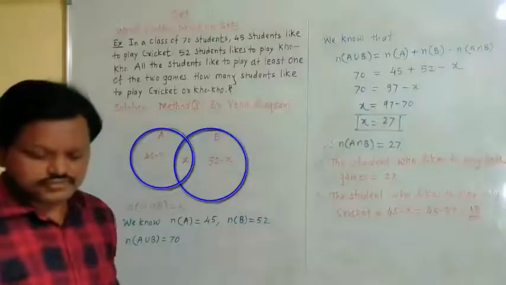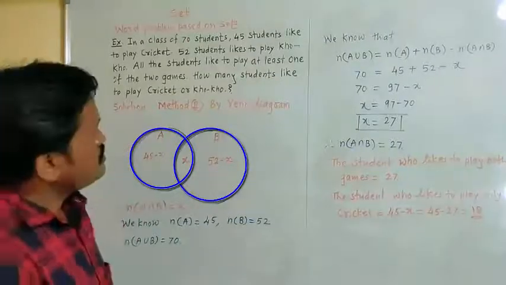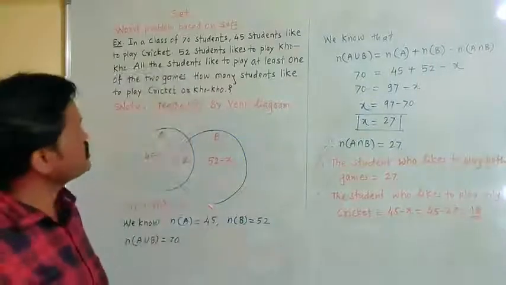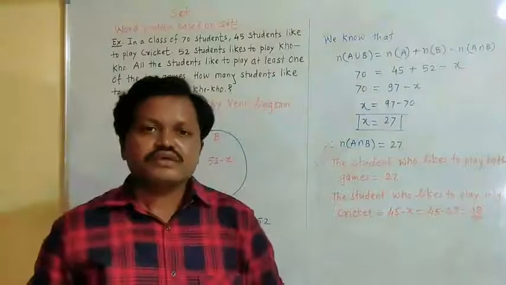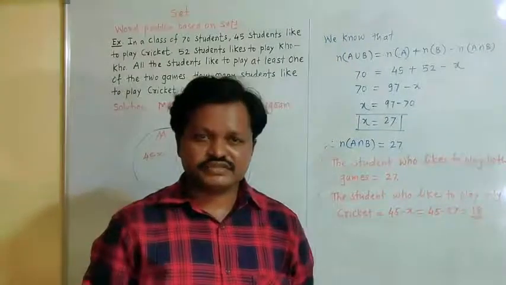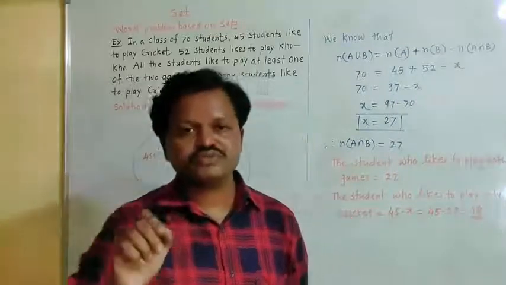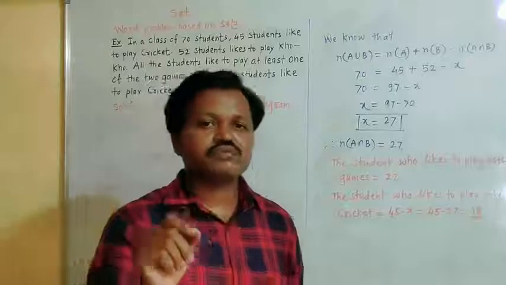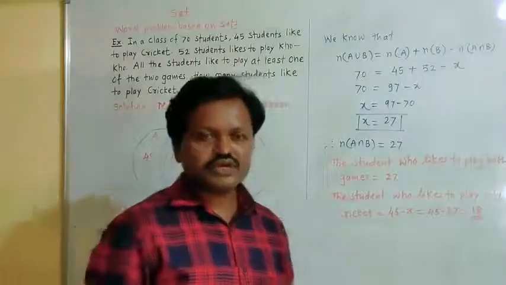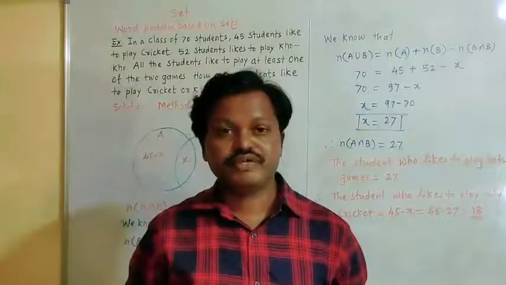So as we solved here, word problems based on sets. संचावर आधारित शाब्दिक उदाहरणे सोडवण्याच्या दोन पद्धती आहेत, एक थिओरिटिकल मेथड आणि दुसरी आहे वेन डायग्राम. तर आजच्या या व्हिडिओमध्ये आपण काय पाहिलं? Operations on sets. There are two operations: one is intersection of two sets and union of two sets. By using these two operations, we solved some examples and some word problems based on sets.